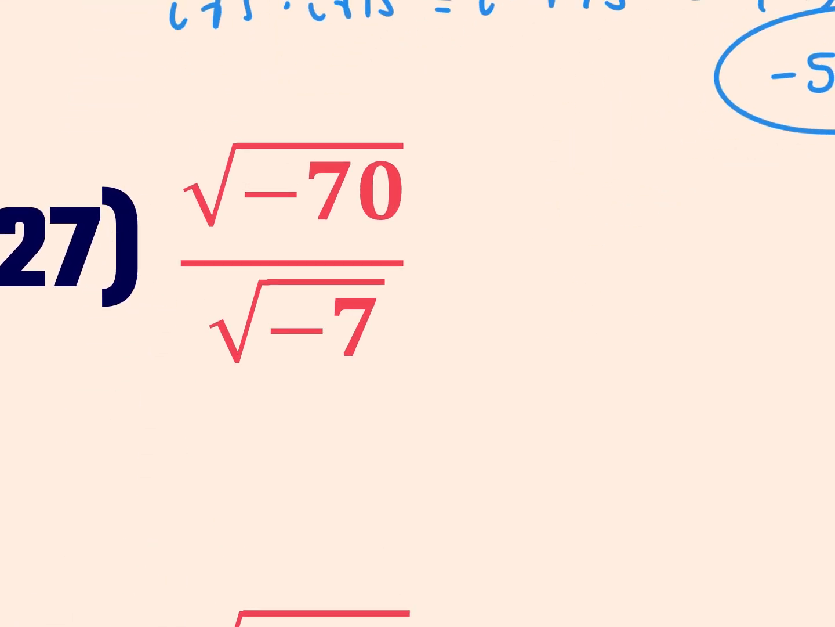All right, 27. What do I do first? Take out that i. So it's i root 70 over i root 7. Do we see how there's an i in the numerator, i in the denominator? What happens? They cancel. Do you see how root 70 and root 7, they're both underneath the square root? So can we divide? What's 70 divided by 7? So I have the square root of 10.